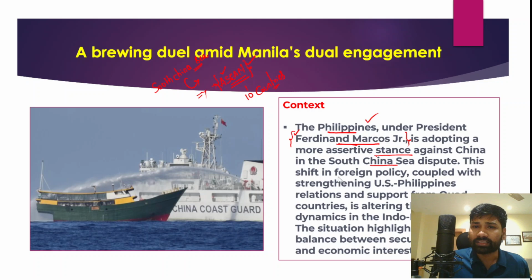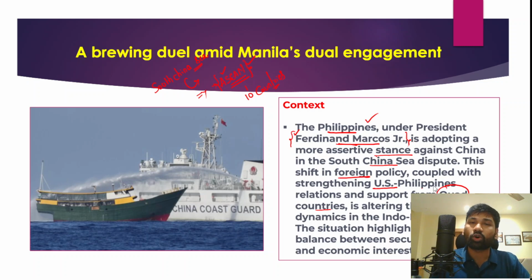And in fact, the shift in foreign policy of the Philippines is coupled with the Philippines strengthening its relationship with the US. And apart from that, the Philippines has also been getting regular support from these Quad countries. I hope you know about these Quad countries: US, India, Japan and Australia.